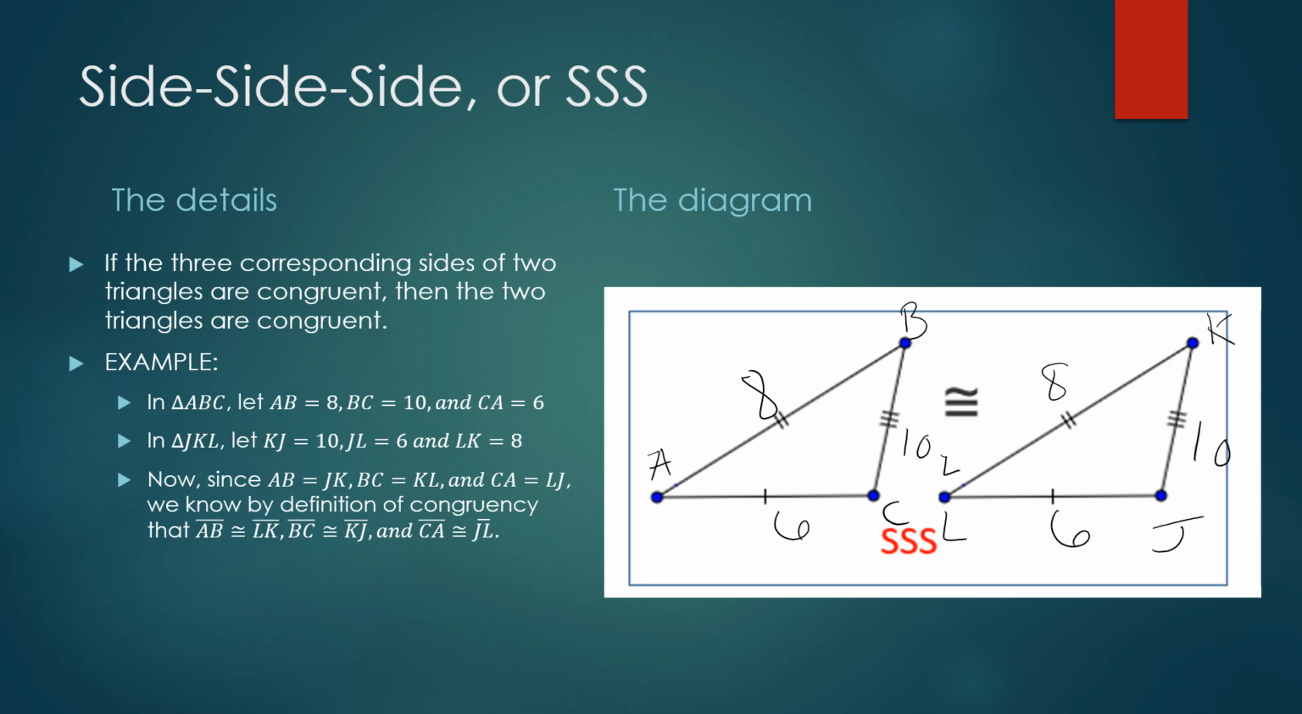So what we have is that the measure of AB is the same as the measure of LK, the measure of BC is the same as KJ, and the measure of CA is the same as LJ. By definition, that means side AB is congruent to side LK, side BC is congruent to side KJ, and CA is congruent to JL. By side-side-side, these two triangles are congruent. Remember, corresponding parts have to match, so A is to L, B to K, and C to J.